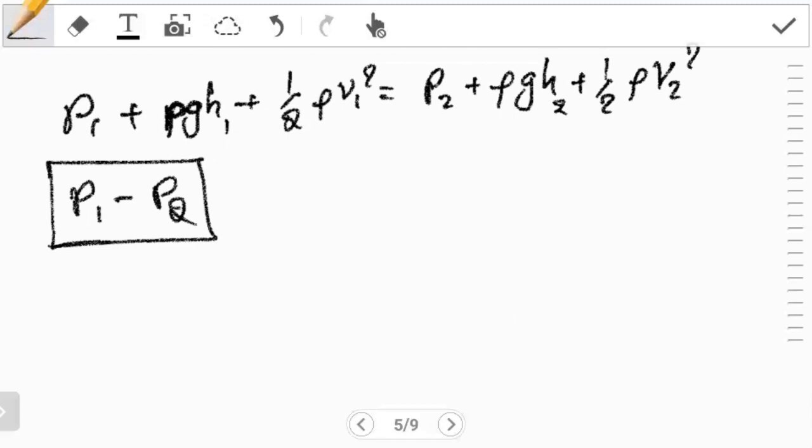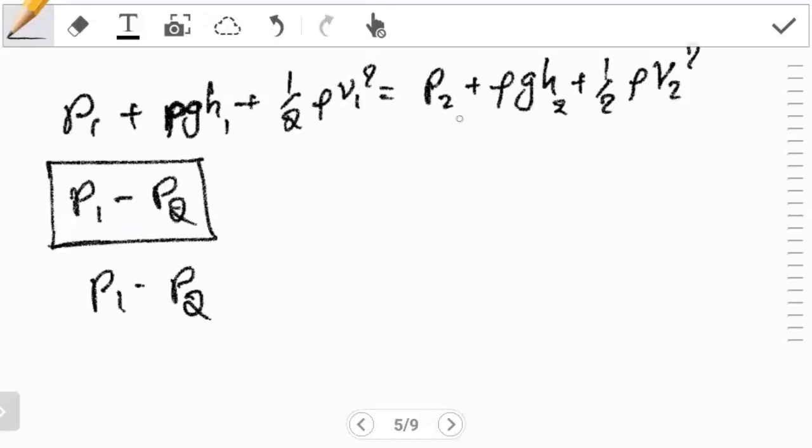Okay, so let's quickly come back to this. So this is what we want to evaluate. I'm just grouping P1 and P2. So P1 is already on the left side, P2 is the other side. So if I move it, this is what I have.